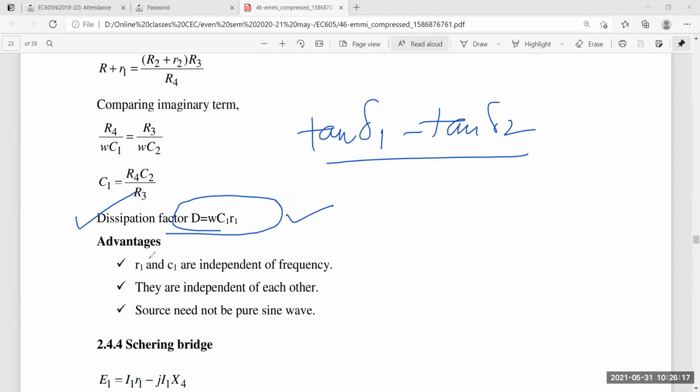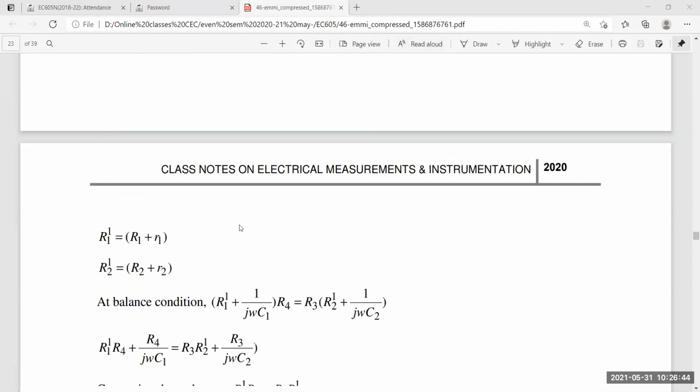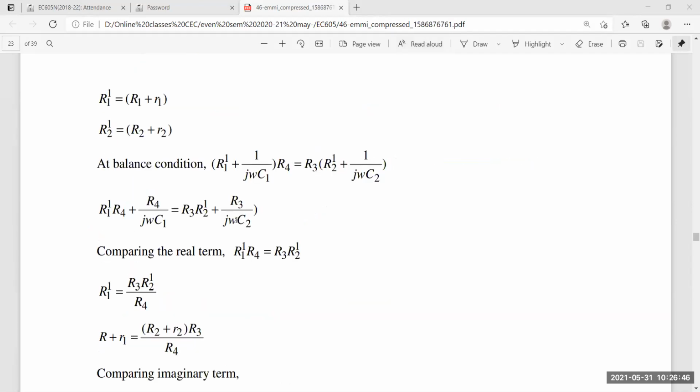So advantages definitely are there. This R1, C1 are independent of the frequency, and sources need not be pure sine wave. And definitely this modified de Sauty is all about correcting the inaccurate result, which we are not getting from the simple de Sauty. So see what they have done here.